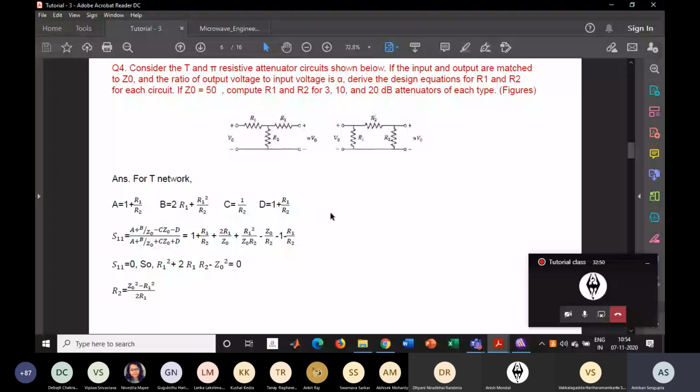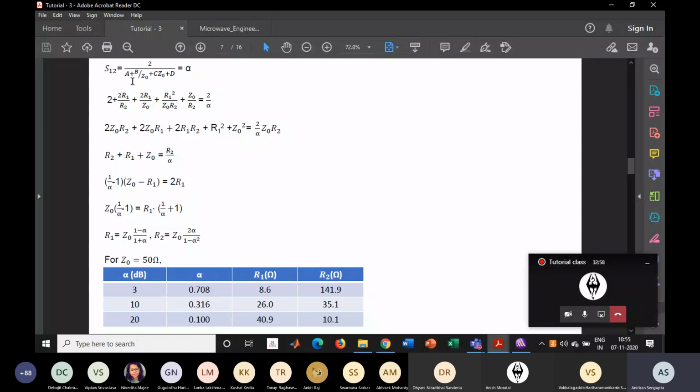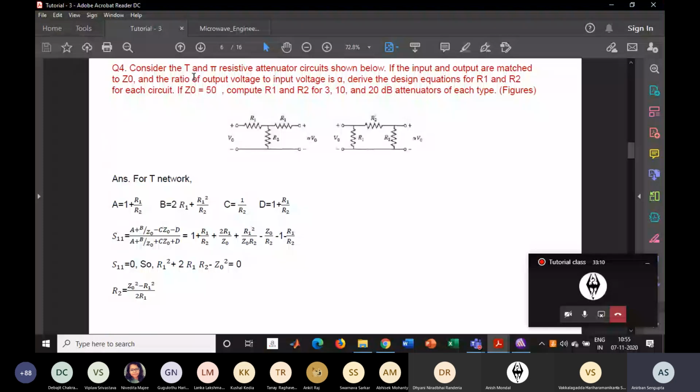Now let's see the S21 equation or S12. So S12 is 2 by (A plus B by Z naught plus C Z naught plus D) equals alpha, because alpha is given here as the ratio of output voltage to input voltage, that is the attenuation factor, alpha. So from here also put the A value, B value, C and D. You will find this equation.